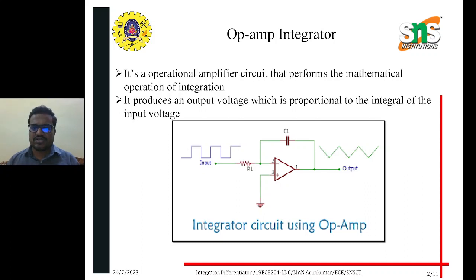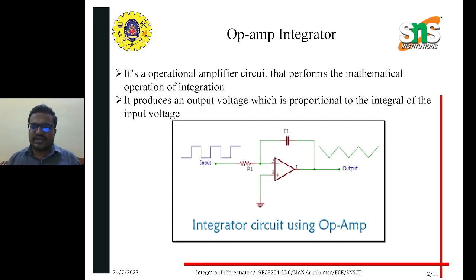Here the resistor is connected to the inverting terminal. The inverting terminal is represented by the minus symbol, and plus is the non-inverting terminal, because inverting is nothing but minus. So the signal is connected to the minus terminal and acts as the input signal. Here we apply the input as a pulse waveform, and the pulse waveform is converted to a triangular waveform with the help of this capacitor circuit.